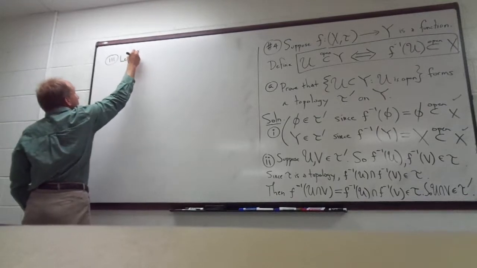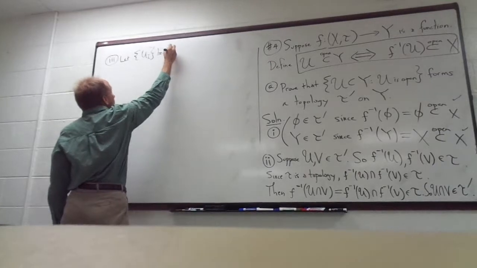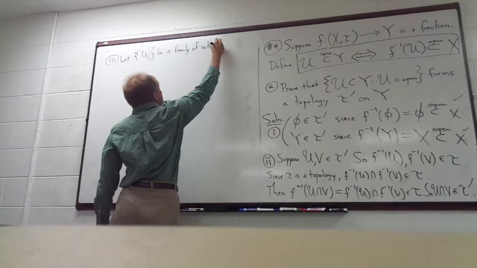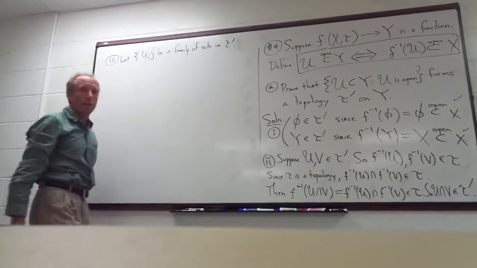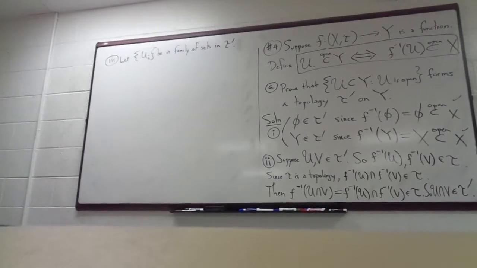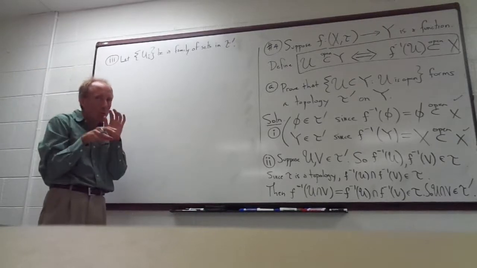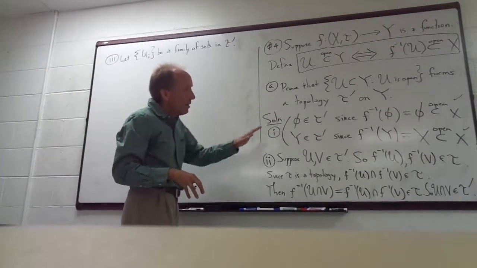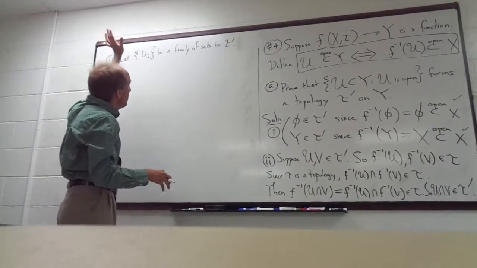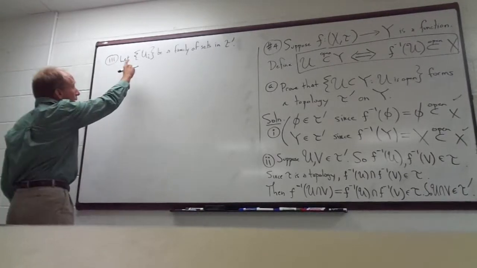Let the sets U sub i be a family of sets in tau prime. So you're just taking an arbitrary family of sets. Make sure you keep the intersection and union things straight, they're not quite the same. Intersections have to be closed under a finite number of intersections, but unions have to be closed for arbitrary families of sets. So let's say we take that.